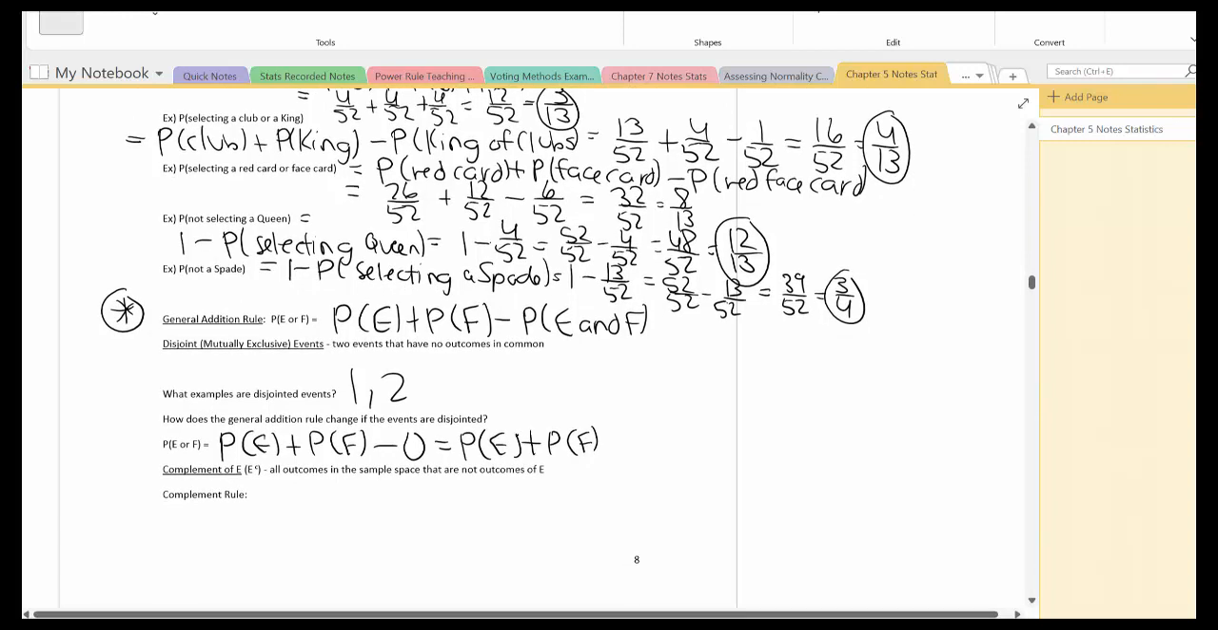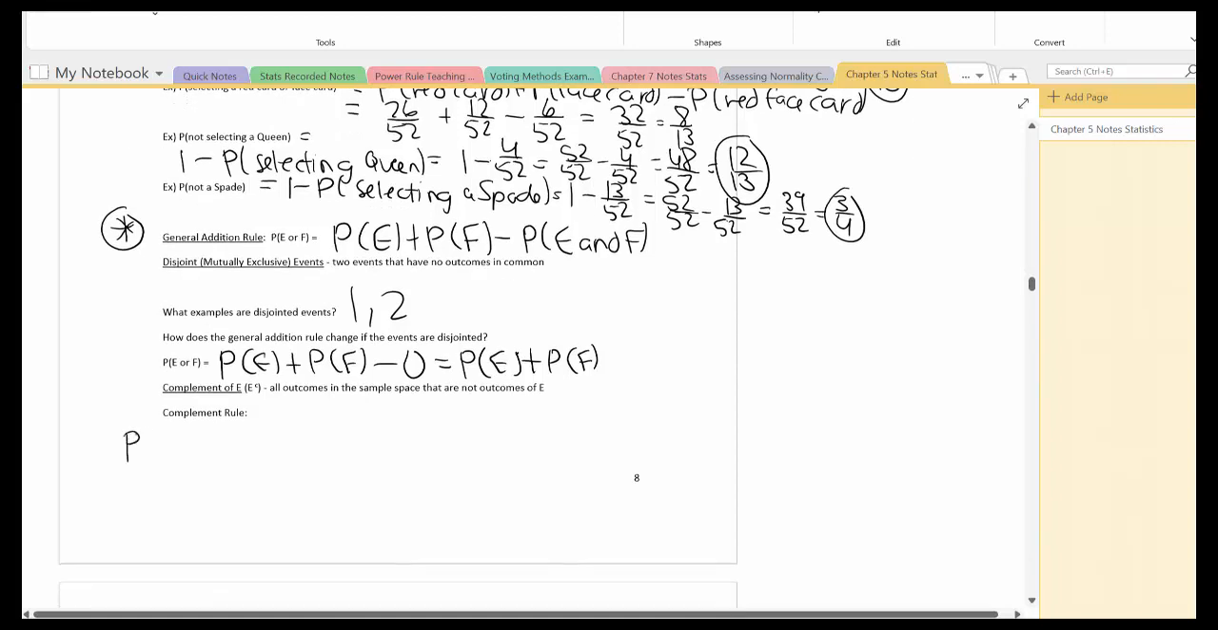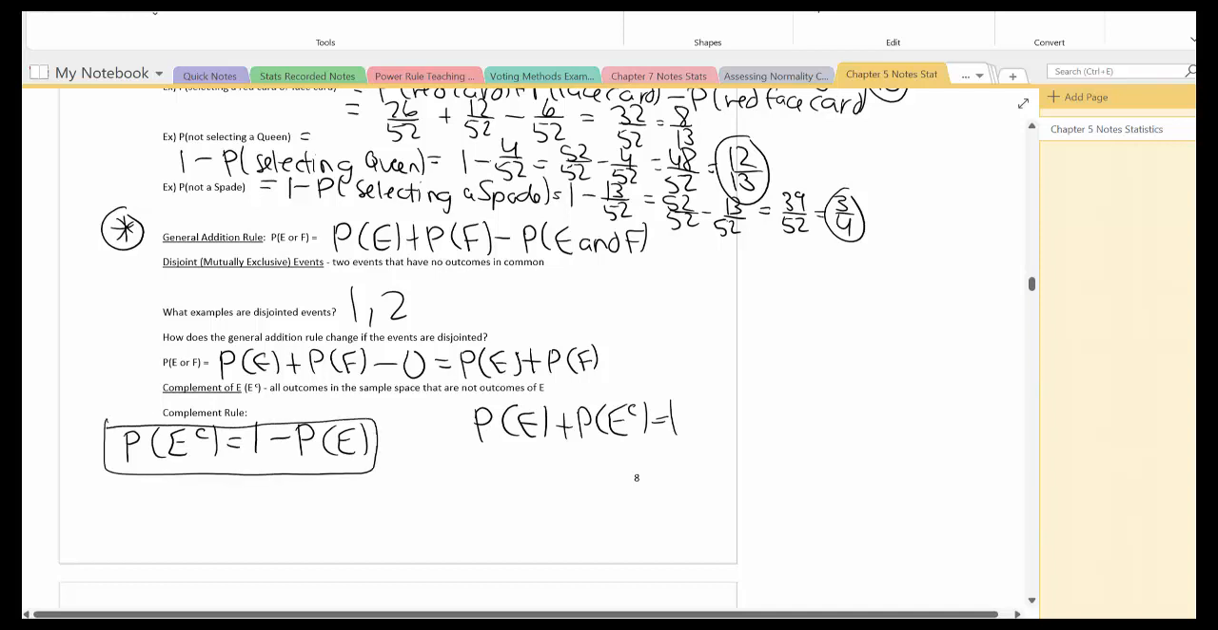And then the complement of E, looks like E to the C power, is all outcomes in the sample space that are not outcomes of E. So the complement rule that we will be using is the probability of E complement is equal to 1 minus the probability that that event will occur. And keep in mind, I can rewrite this as the probability of E plus the probability of E complement is going to be equal to 1. But this will be the complement rule that I will be using moving forward.